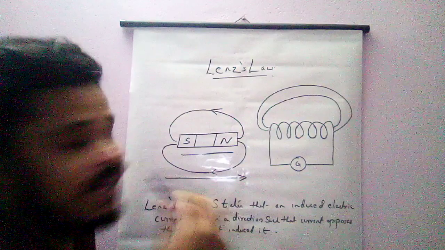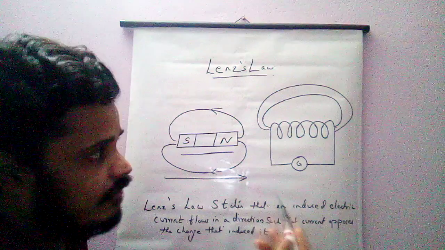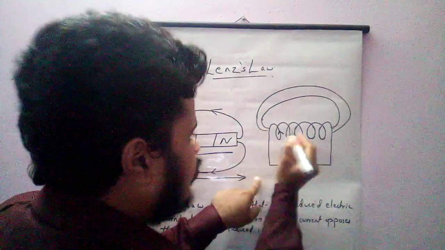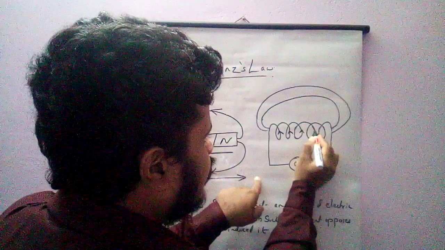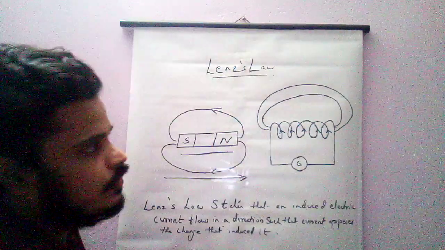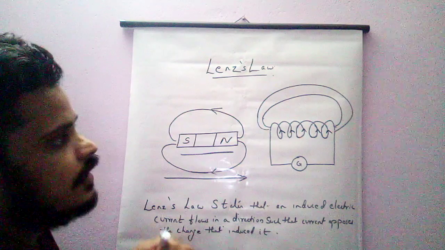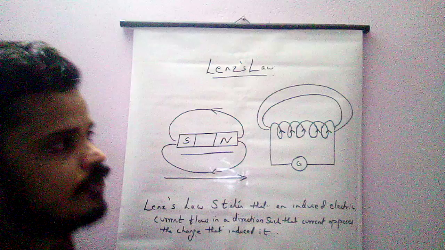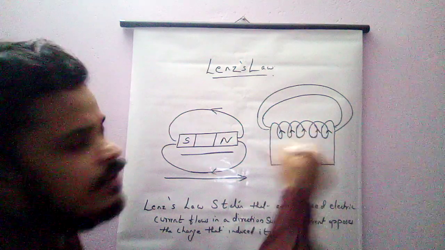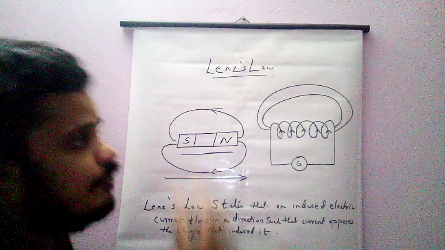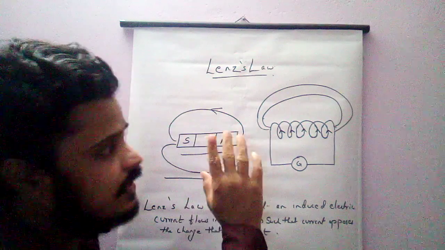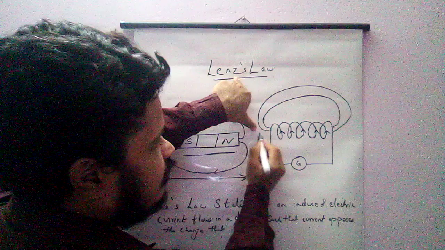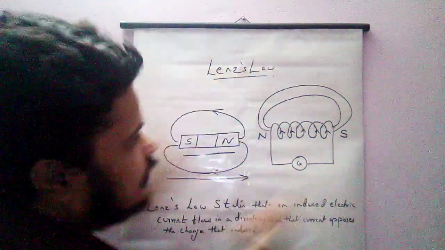The current direction developed in the coil will be towards the north. As we all know, when a current flows through a conductor, a magnetic field is developed. So naturally, since a current is flowing through this coil, a magnetic field will be developed. Since the current is moving towards the north direction, the magnetic field developed here will be in such a way that it will be north here and south here.